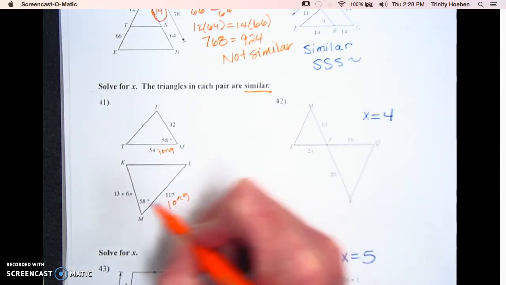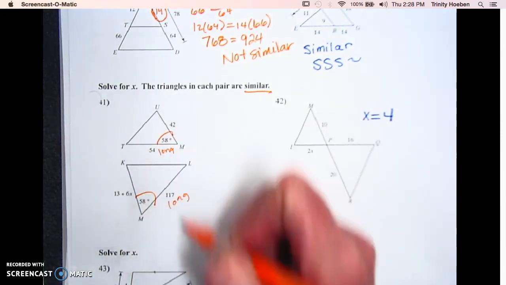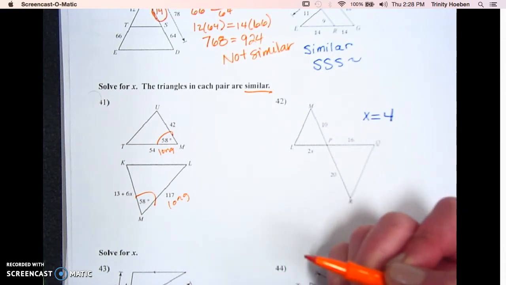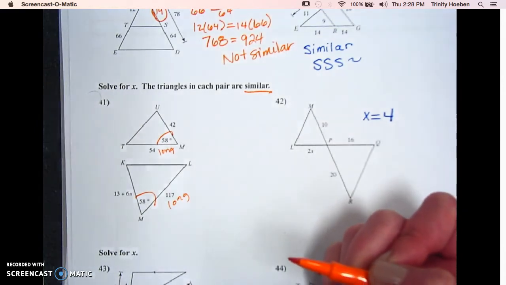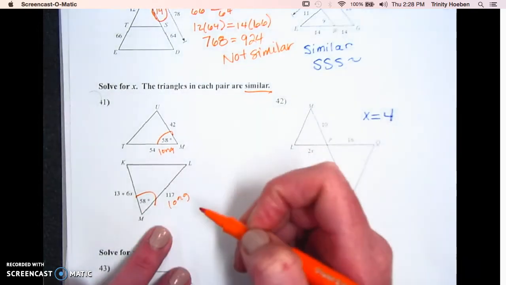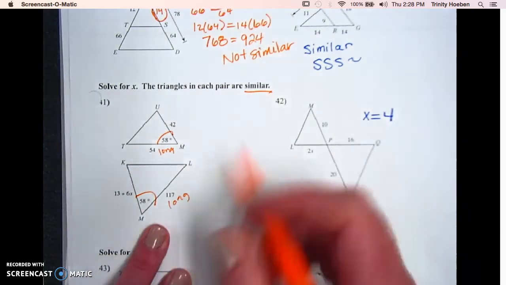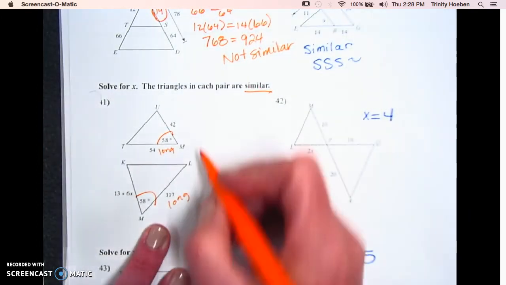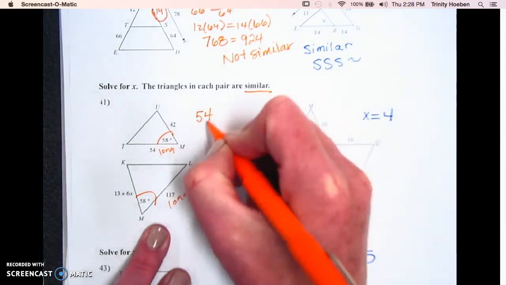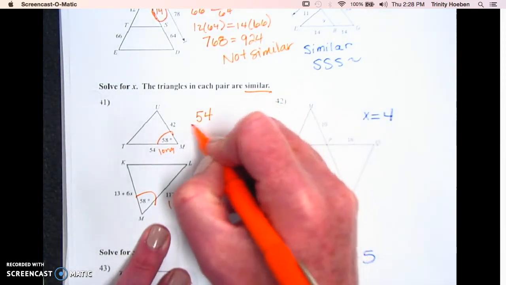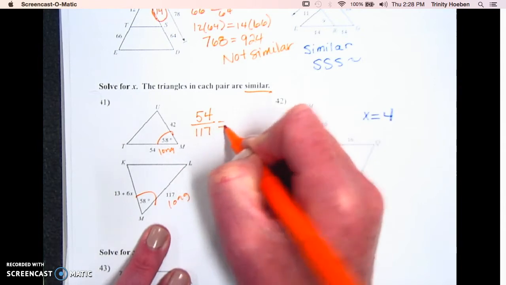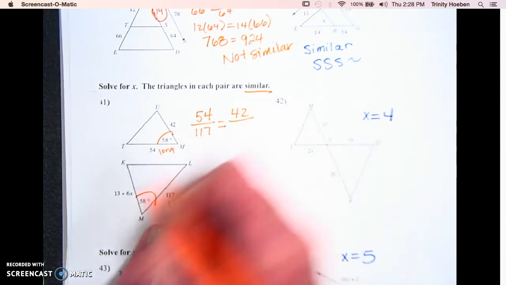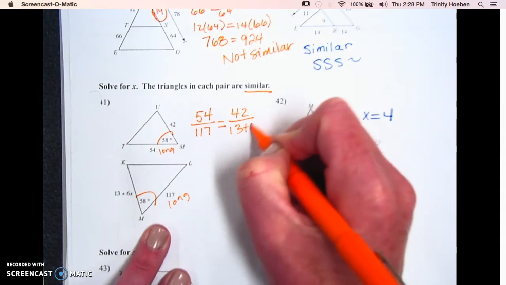And check the angles. So this angle is 58, this angle is 58. So the angles are good. We just need to make sure that the sides are in the correct proportion. Oh, we already know that they're similar. So we're going to say that 54 is to 117 as 42 is to 13 plus 6x.